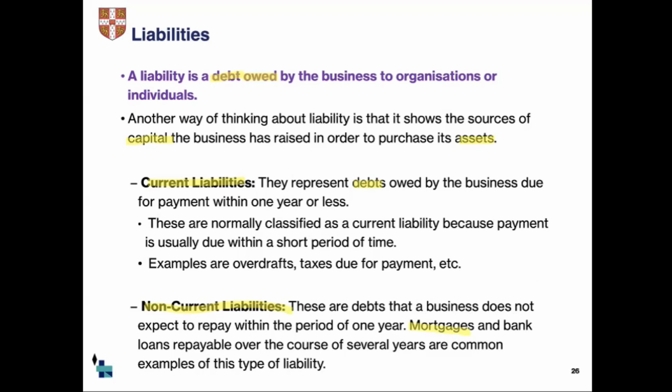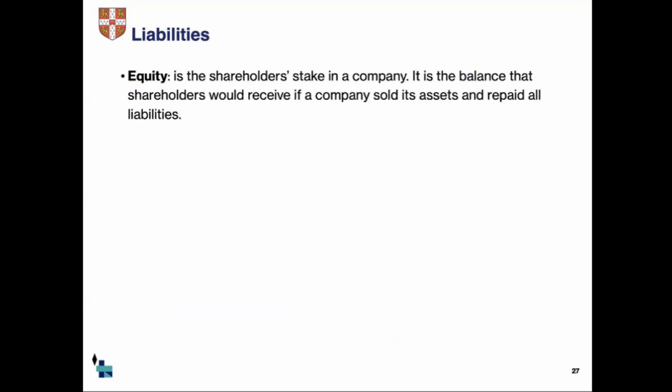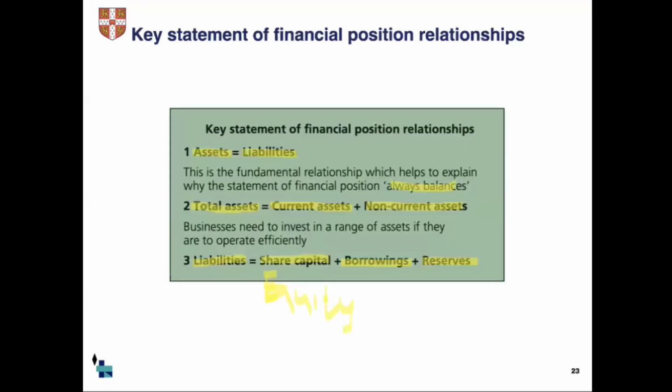All right. And I also did mention that equity is also a form of loan to the business from its owners. So equity is the shareholders' stake or contribution in the business. It's the balance that shareholders would receive if a company sold all of its assets and repaid all of its liabilities. What will be left is what we know as equity, or what the business owners have contributed to the business.